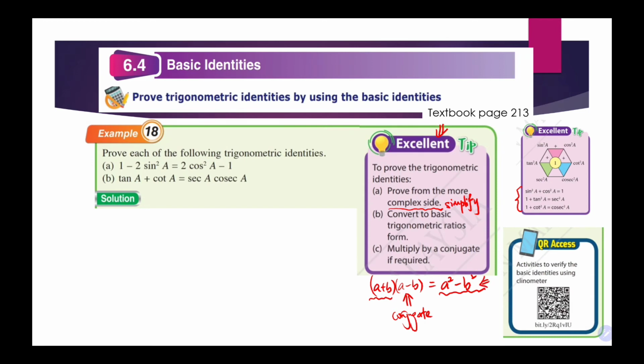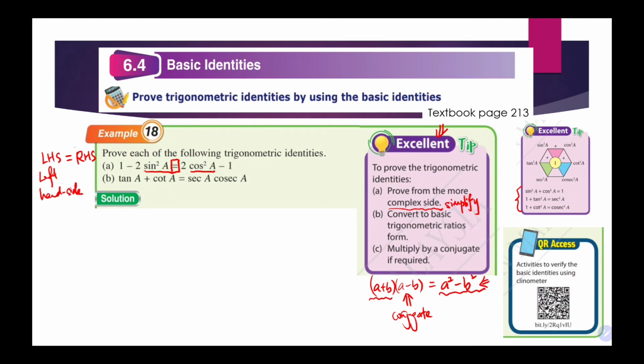We'll see later. So for A, 1 minus 2 sine square A equals 2 cosine square A minus 1. So we have square of the function of sine and square of the function of cosine. It's the same complexity for both sides, so we can start from the left or start from the right. The equal sign breaks our equation into left hand side and right hand side. So we'll use the short form LHS for left hand side.